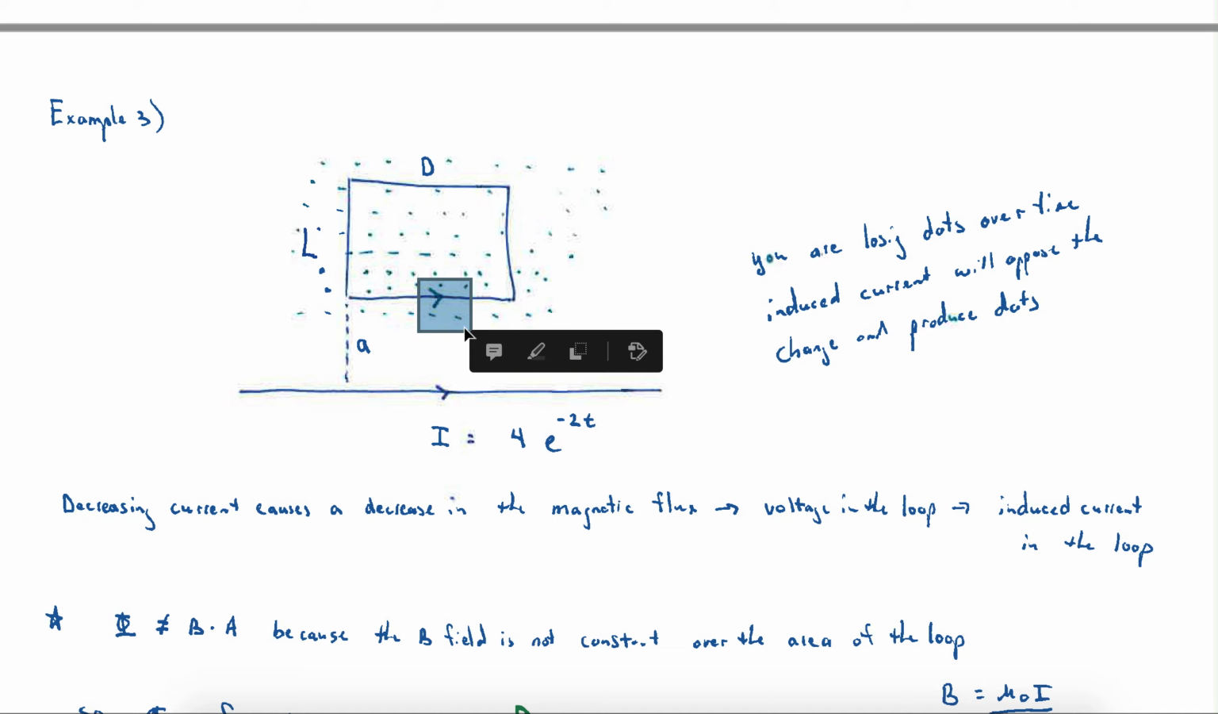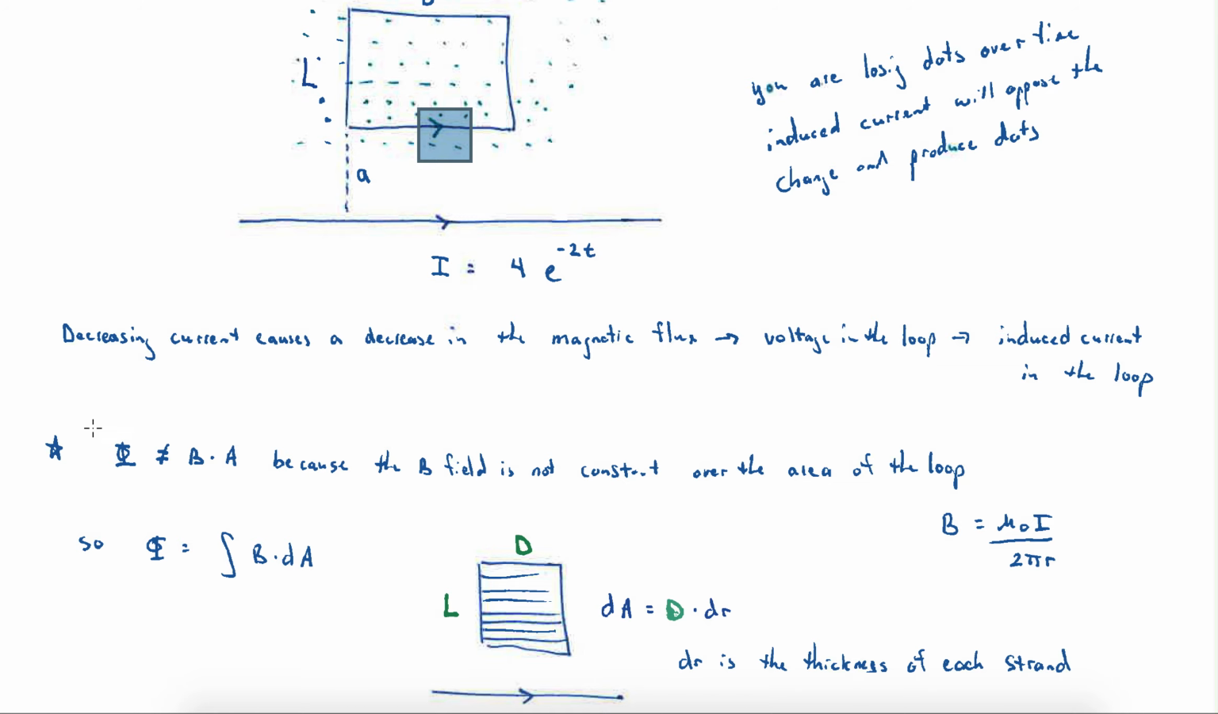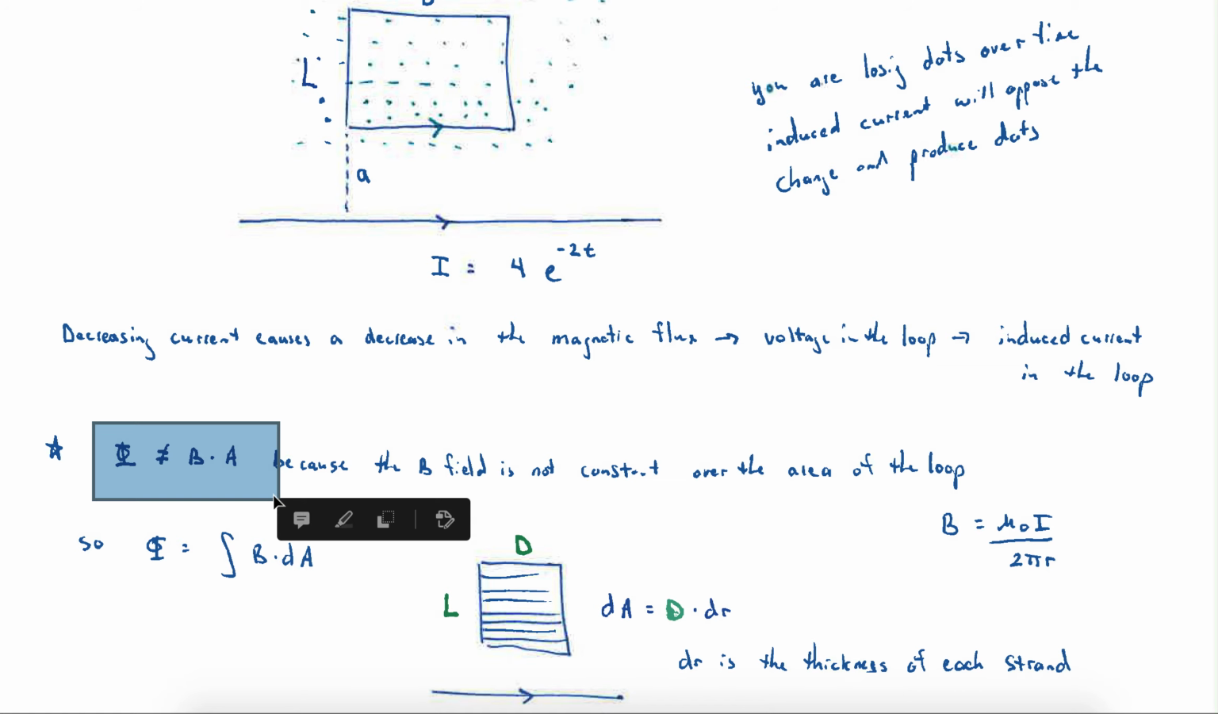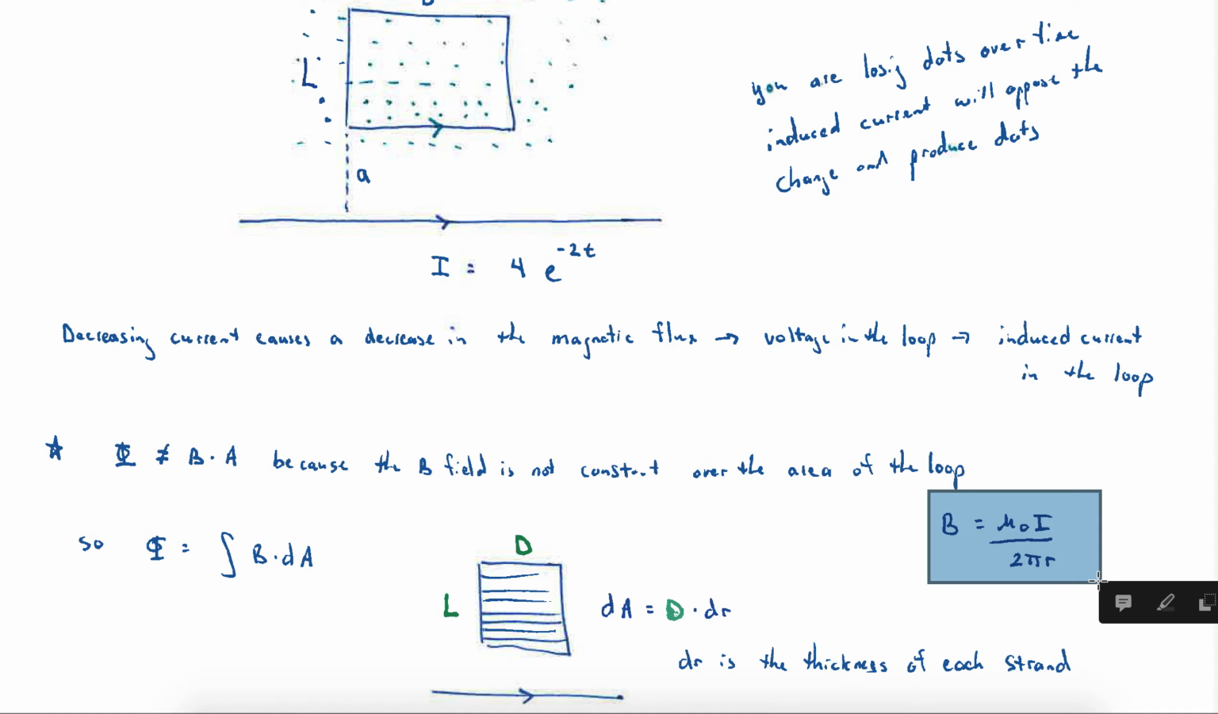The induced current will be in a direction such that it opposes the change. It will try to replace whatever happened. Again, that's what Lenz's law says. Okay, the hard part here, in this particular case, is that the flux isn't just B times A, because the B field's not constant over this loop, because we know that the B field created by the current in the wire is mu naught I over 2 pi r based on Ampere's law.